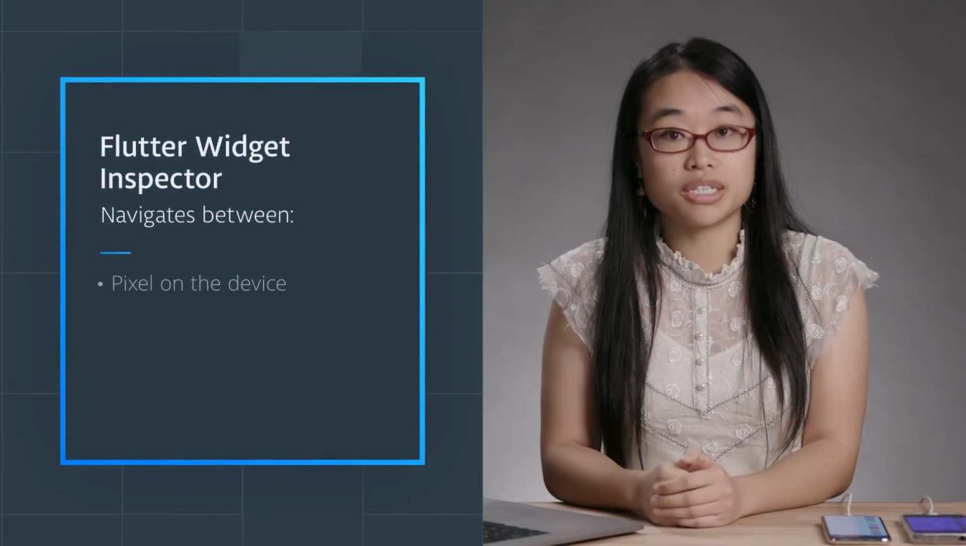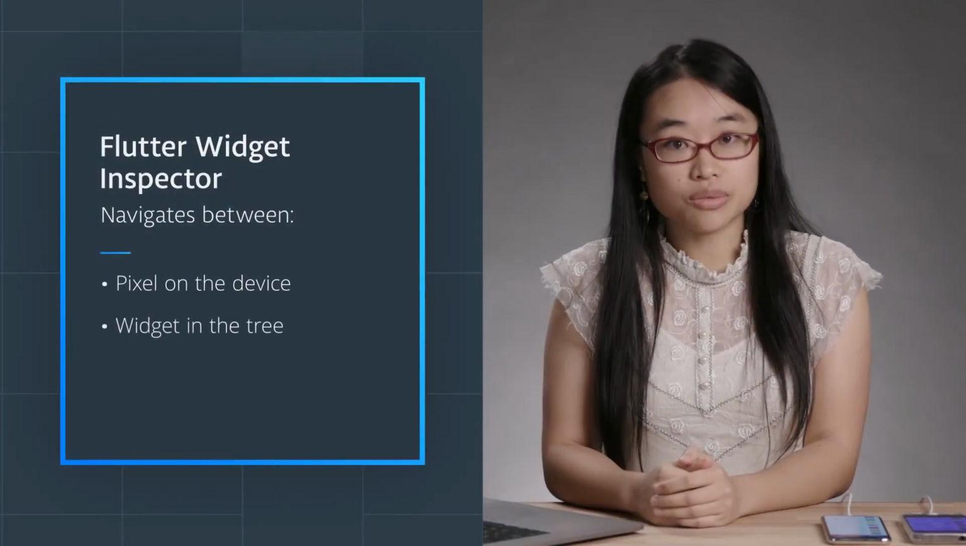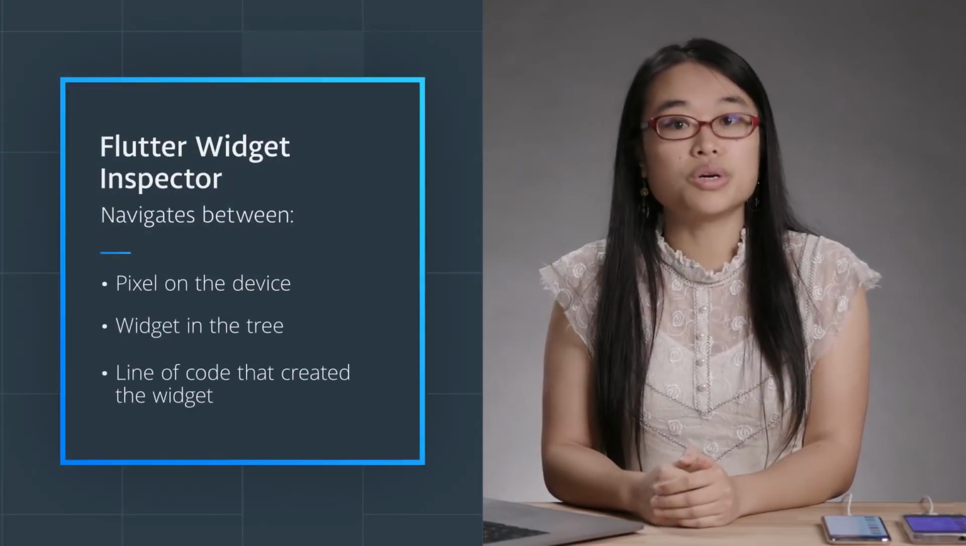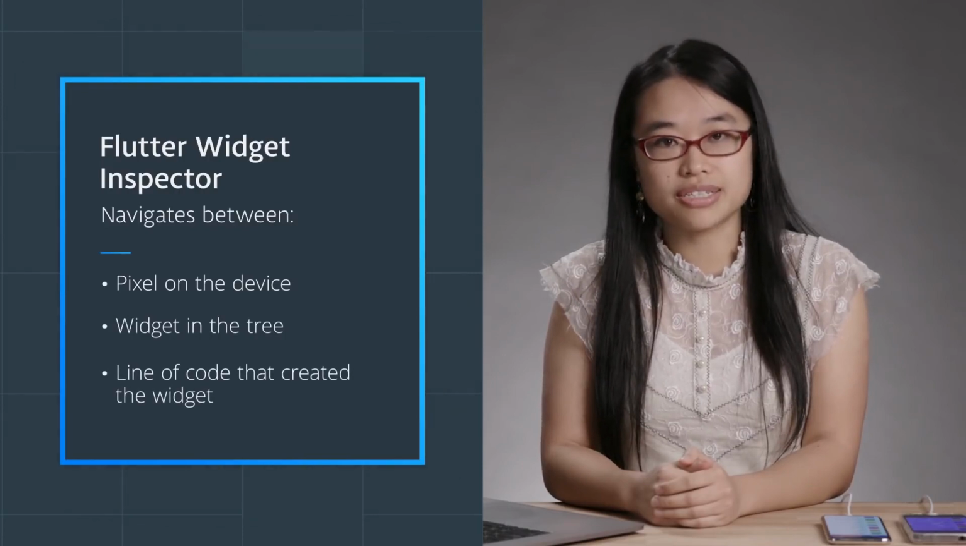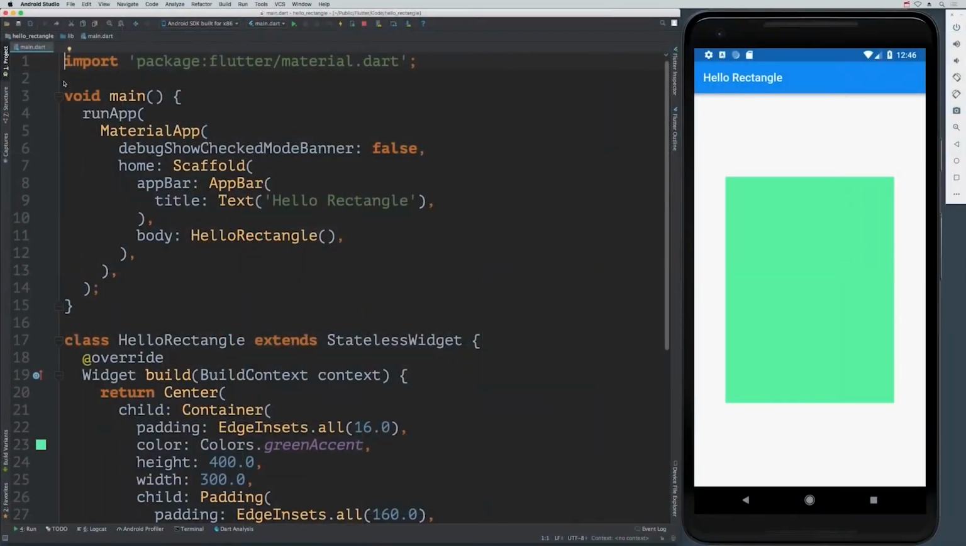Another useful tool is the Flutter Inspector. It's similar to the Chrome Web Inspector. The inspector lets you navigate back and forth between a pixel on the device, the widget in the widget tree, and the line of code where the widget was created in your application. Let's try out the inspector.